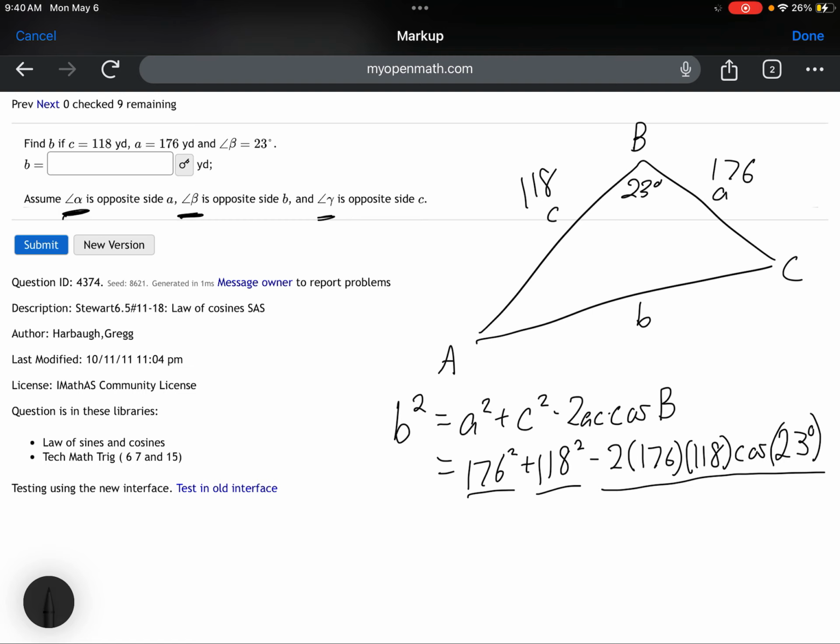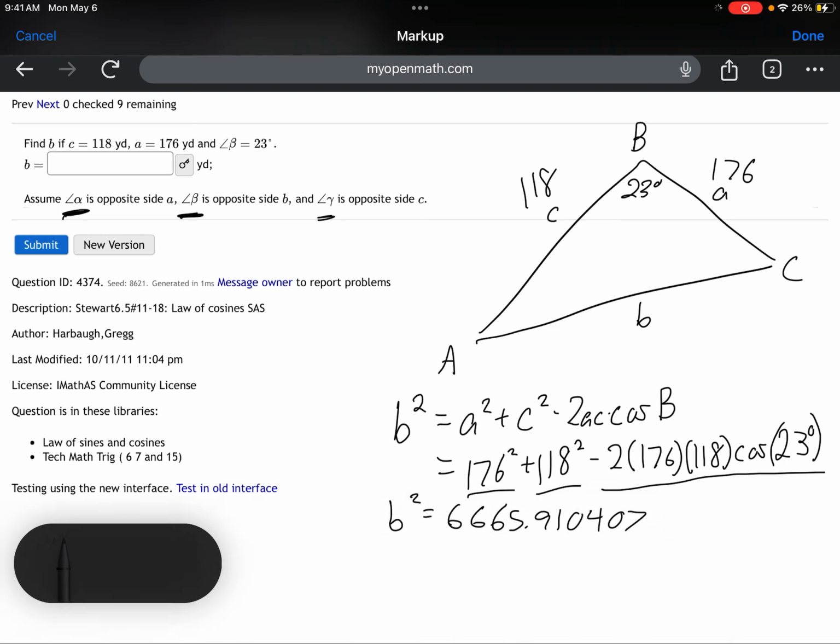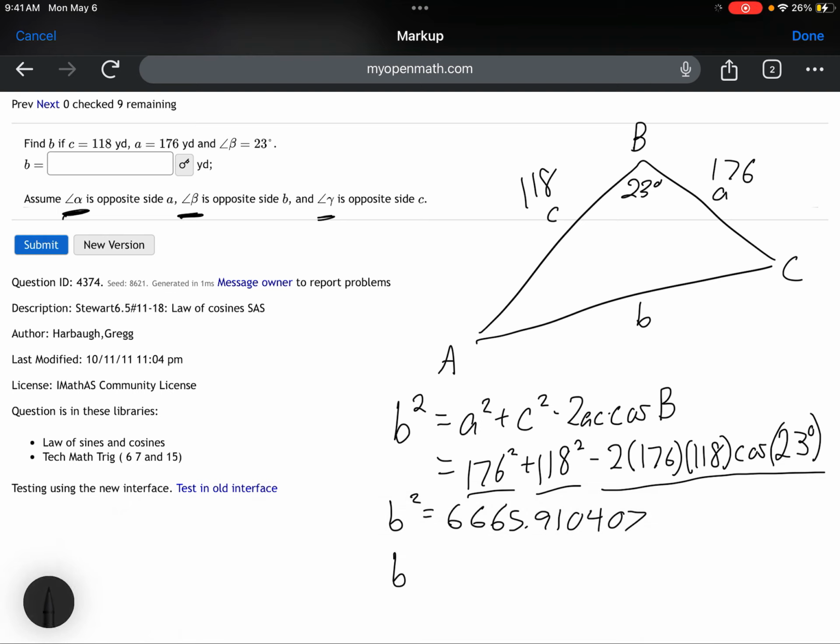6,665.9. So that's B squared. B squared is 6,665.910407. I don't need all those decimals because what I'm going to do is I'm going to square root the result. I want to make sure I square root the result. That's the only reason I'm keeping all these decimals, because I want to eventually square root it, and I don't want everything to get messed up. So I try not to round until the very end.